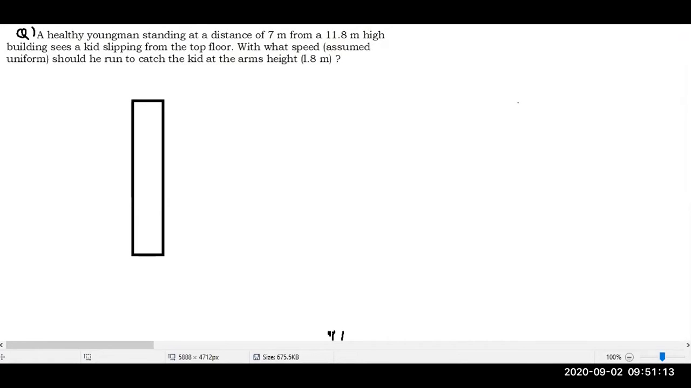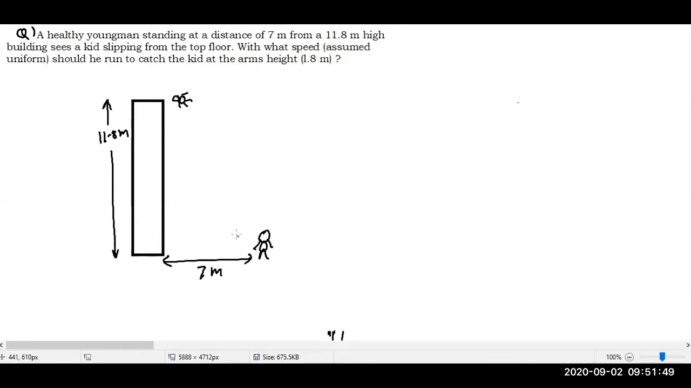This is a question. A healthy young man is standing at a distance of 7 meters from an 11.8 meter high building. So the height of this building is 11.8 meters, and a young man is standing at a distance 7 meters from the building. He sees a kid slipping from the top of the floor. With what speed should he run to catch the kid at his arm's height?